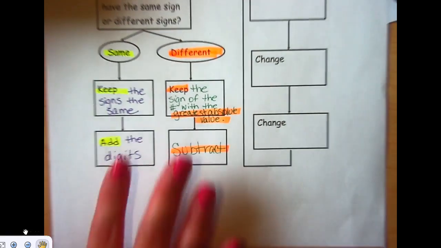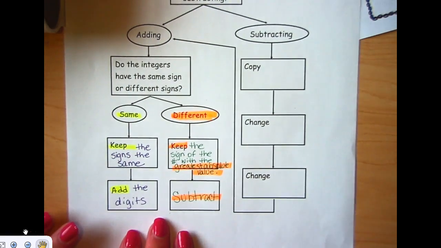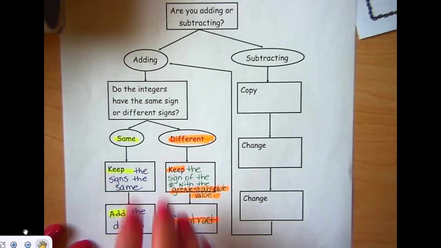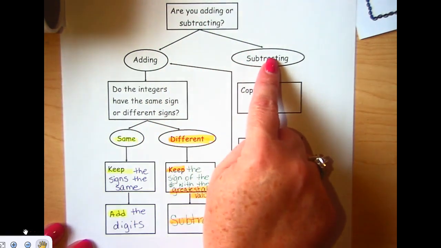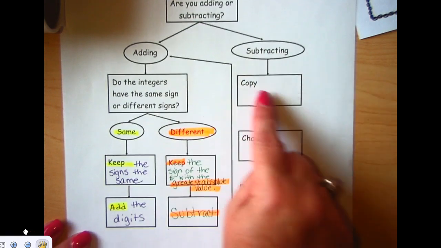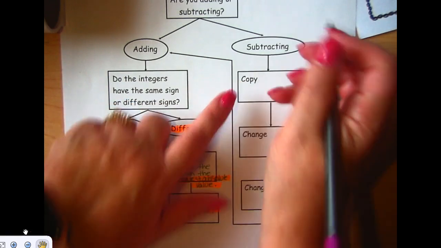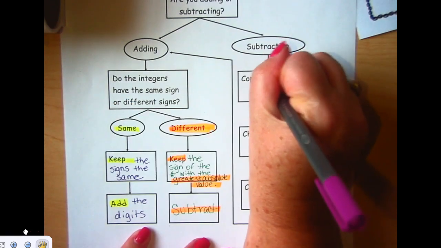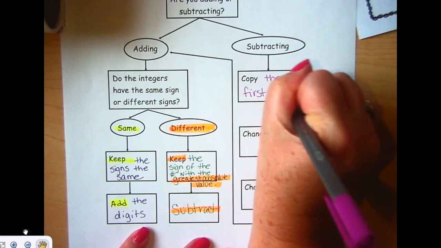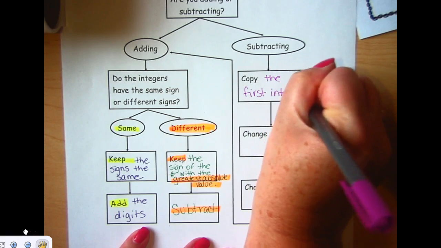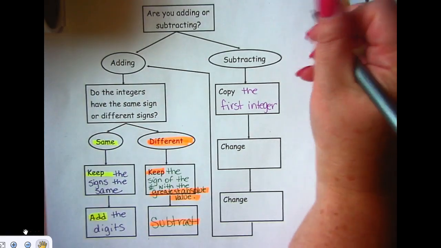So this is the flow chart. This side is if you start with a problem that's adding. But what if we start with a problem that's subtracting? So we're going to go here. If we're subtracting, we're going to go to this side. If it's that side, you're going to copy the first integer. This is called adding the additive inverse.